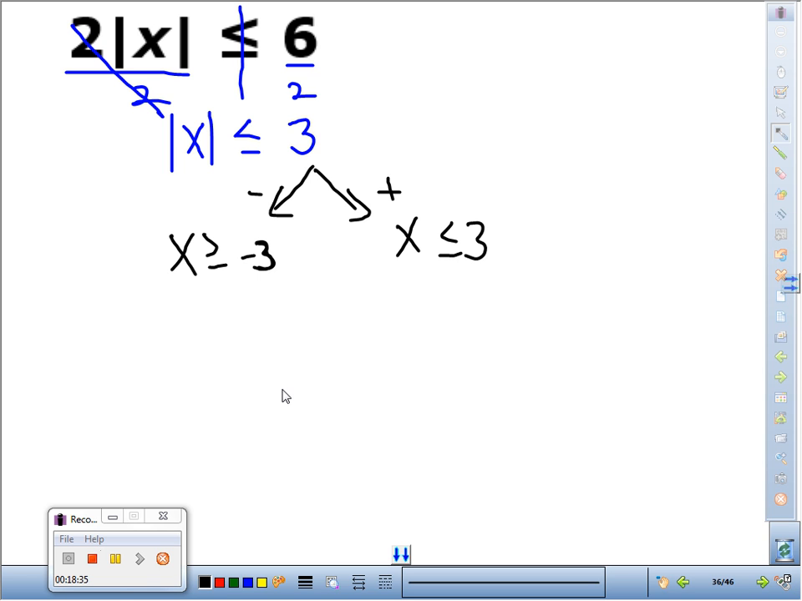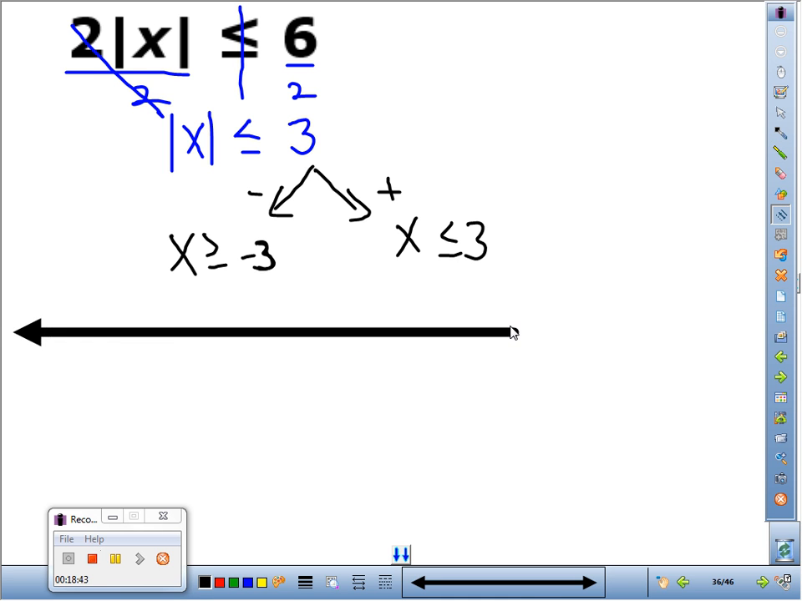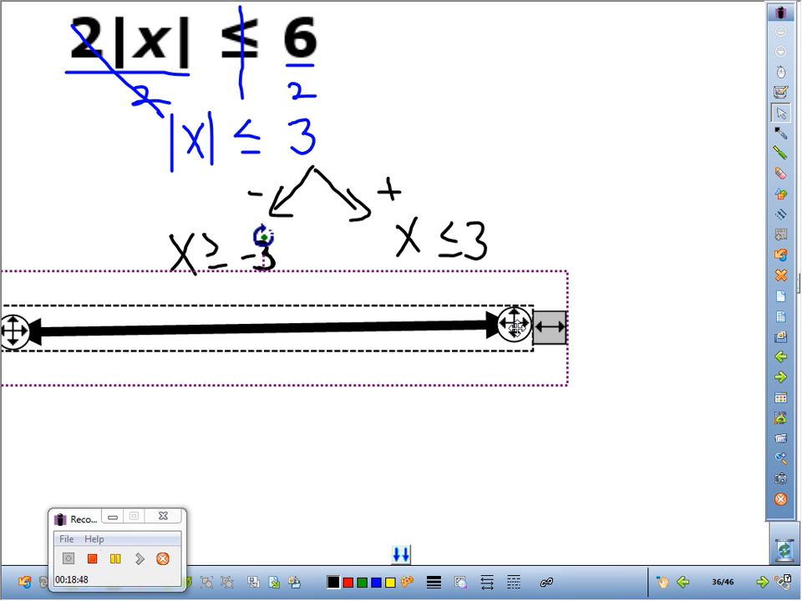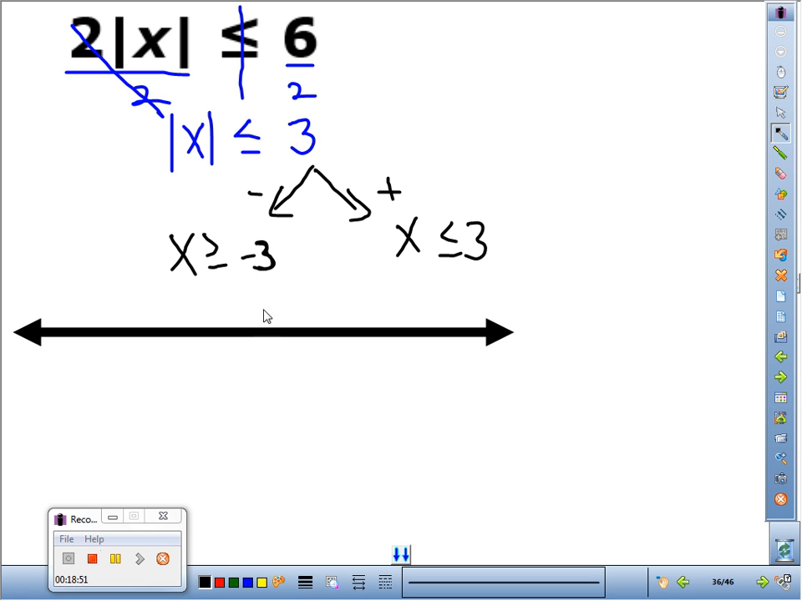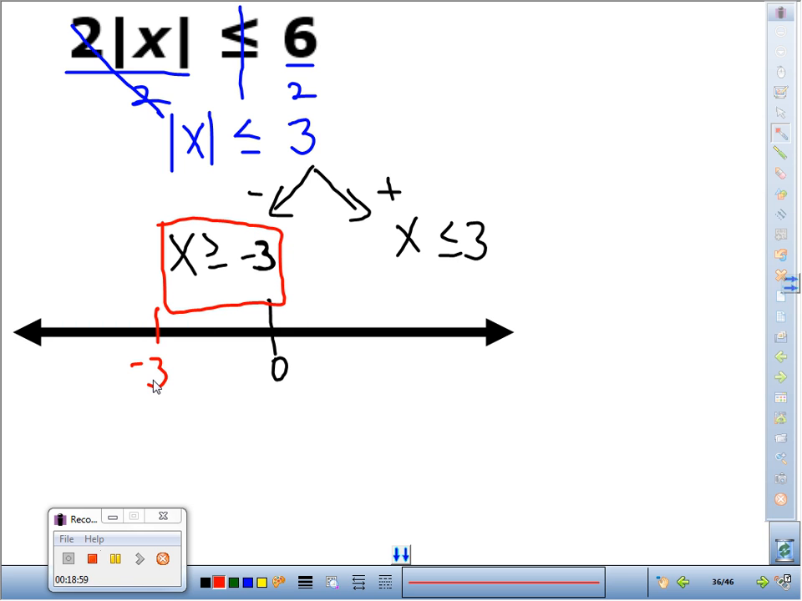So, at that point, we graph. I'm going to graph this one in red. -3 is my dividing point. Does it include it? Yes, it's got an equal sign right there. So, I'm going to test 0. Is 0 greater than or equal to -3? Yes. So that means it's going that way.